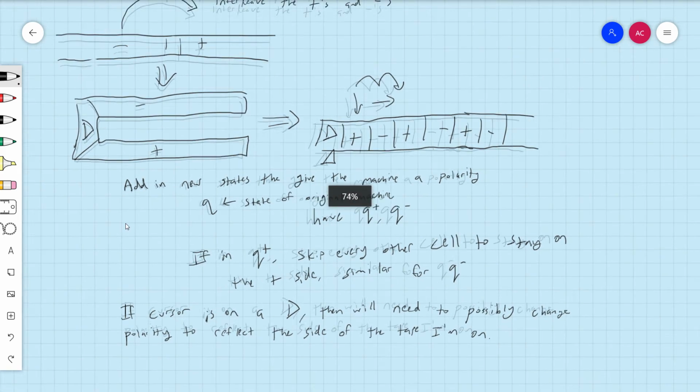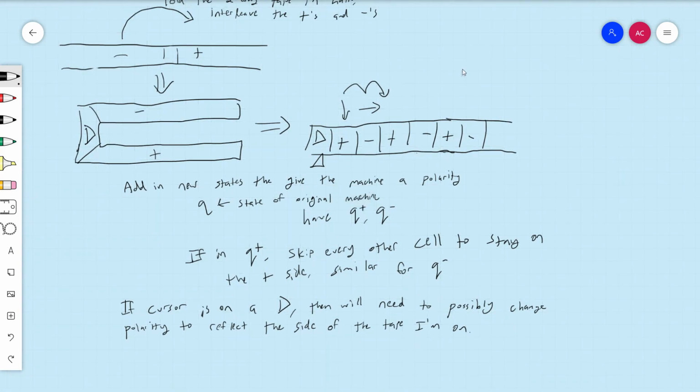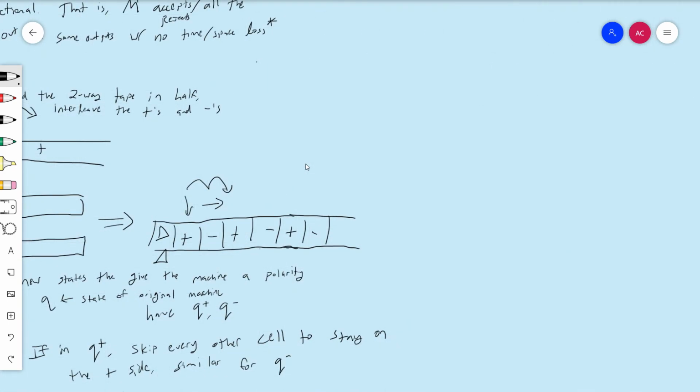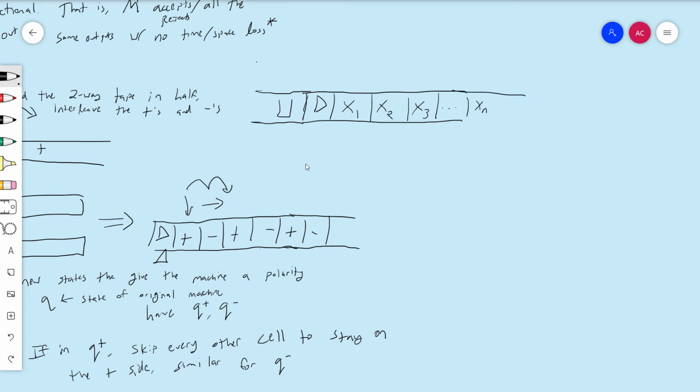Asterisk. There's one little issue with this, which is that suppose my original machine operates on a string x. The input convention will look like this then. I'll have an x1, x2, x3, dot, dot, dot. This is the original machine. I should probably put the tape extending to the left just to reflect that. So suppose this is the original machine's input string.